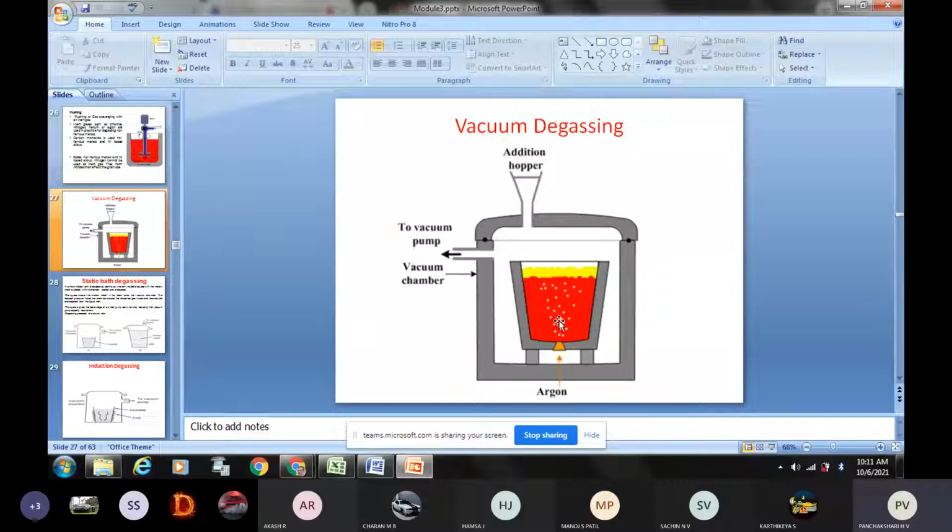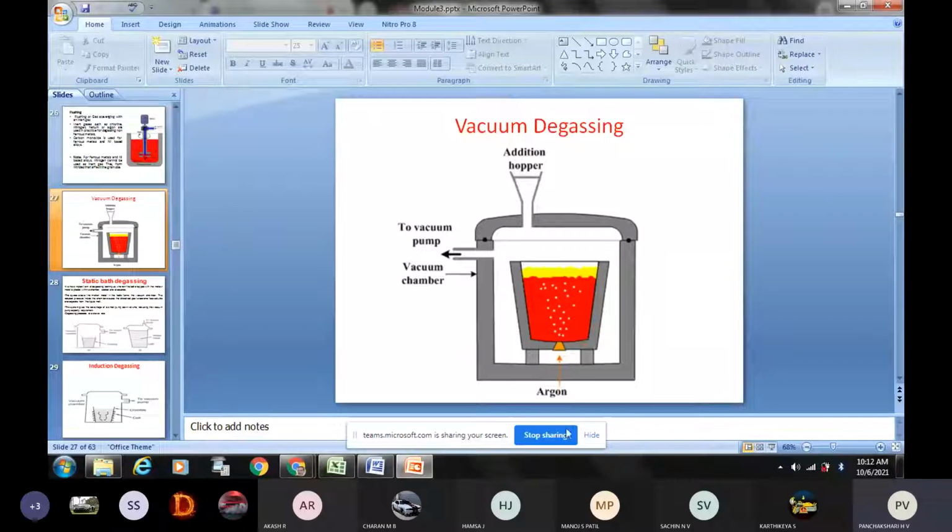So dissolved gases are liberated to the surface, and from the surface this vacuum pump is continuously sucking out the gases released. This is what is happening during the static bath treatment, or static bath degassing. Why is it called static bath? Because this liquid metal is stable without any dynamic motion. There is no dynamic motion of the liquid metal.